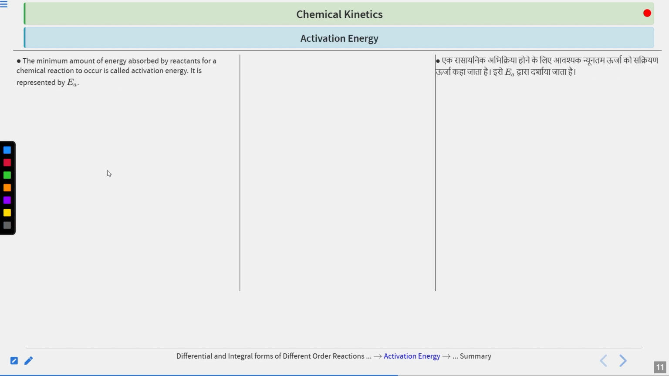Now let us come back to this activation energy and get more idea about it. I have given you a general idea that it is the energy that is required to proceed the reaction. So basically, a proper definition would be: it is the minimum amount of energy that is absorbed by the reactant for a chemical reaction to occur. So this energy is called activation energy and it is represented by E, and in the subscript we write A. Questions often come from this activation energy concept.